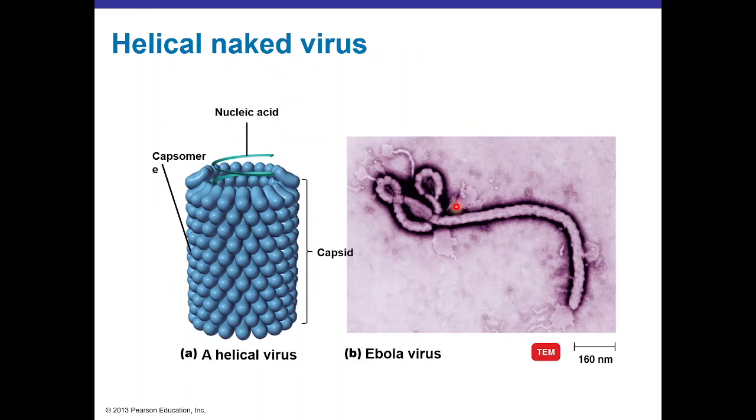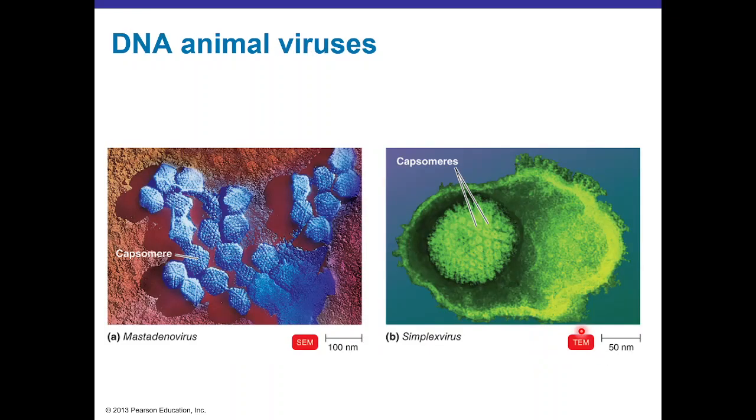And then here we have an example of a helical naked virus. Here is the capsid, and here we have the nucleic acid. And this is the transmission electron micrograph of this helical naked virus, which is Ebola virus.